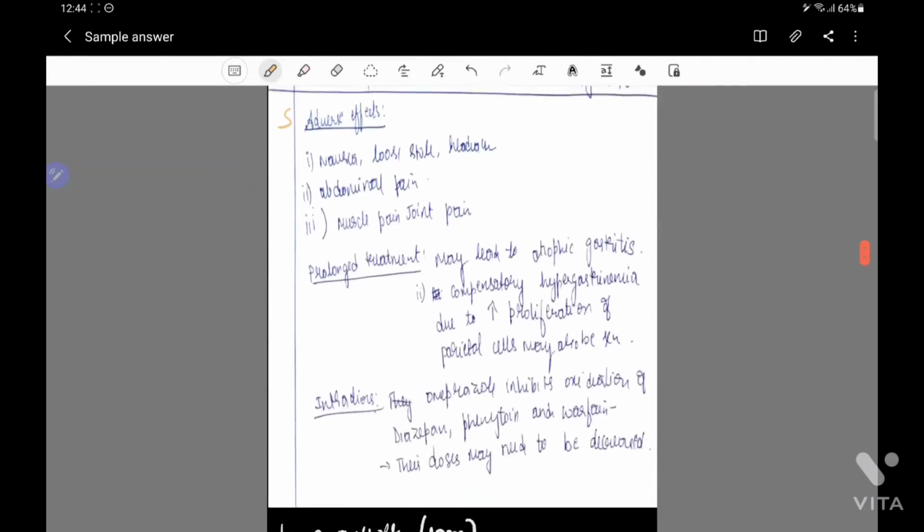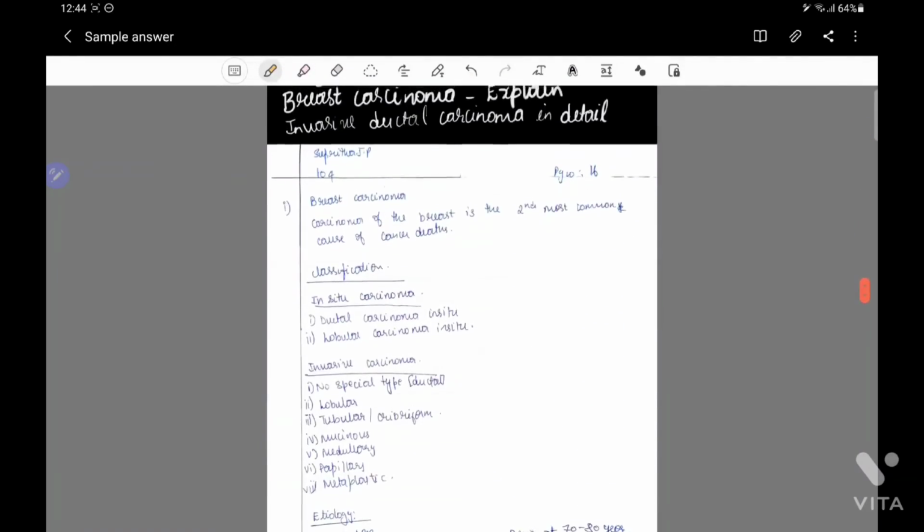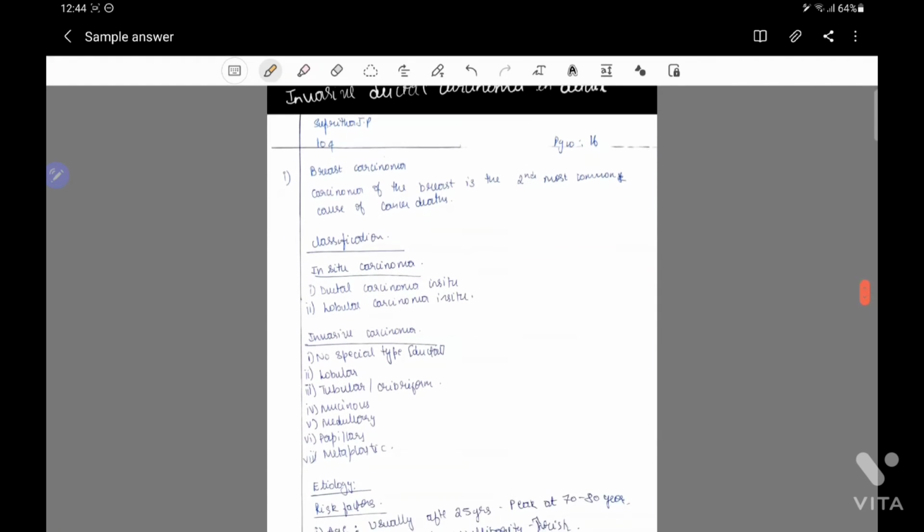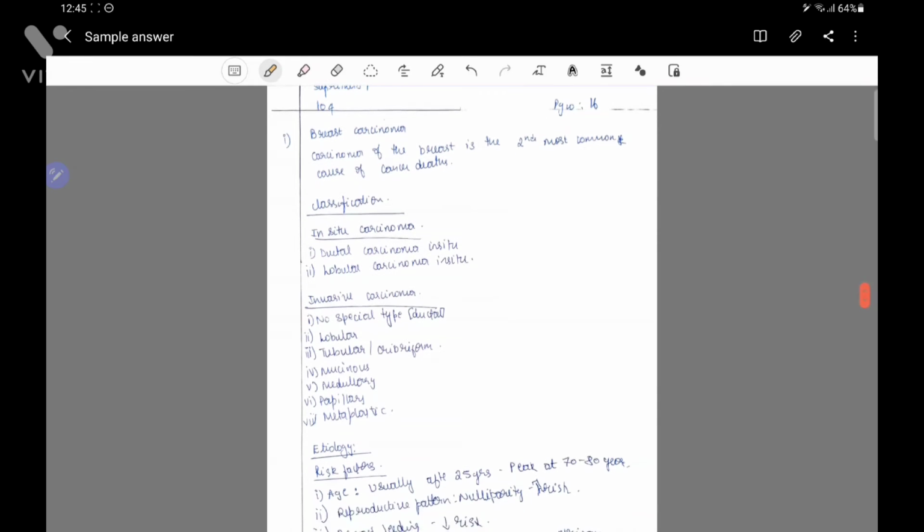So that was pharmacology. Now coming to the long answers, this is from pathology. The question was breast carcinoma, and another part of the question was explain invasive ductal carcinoma in detail. So here let's look at what I have done. I have written that breast carcinoma is the second most common cause of cancer deaths, and then I have given a little classification. This part is going to become my introduction for a 10 marker. This part is going to be my introduction.